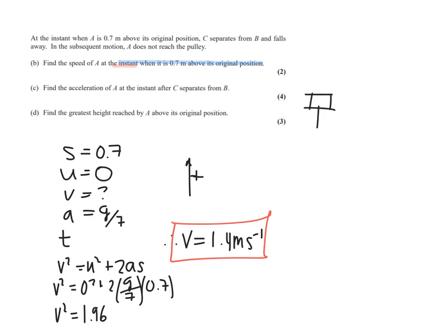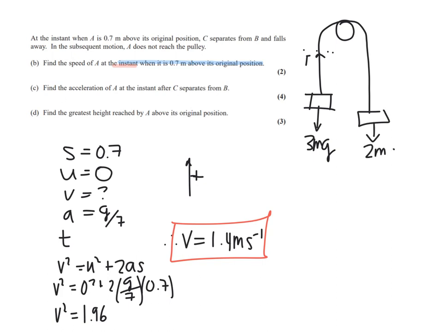A hasn't changed. A is still 3mg as a weight. It's still got tension going upwards. It's still attached to a pulley. But now I only have 2mg because C has fallen away, so I'm just left with B.